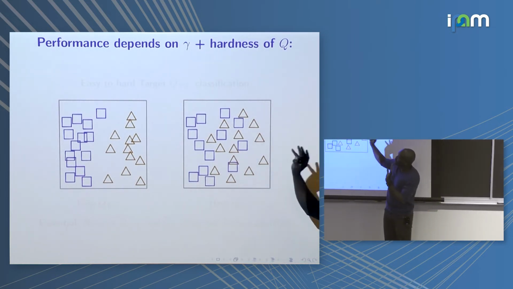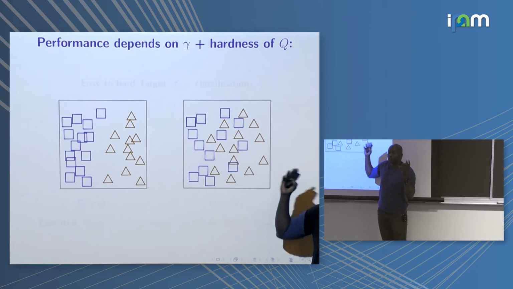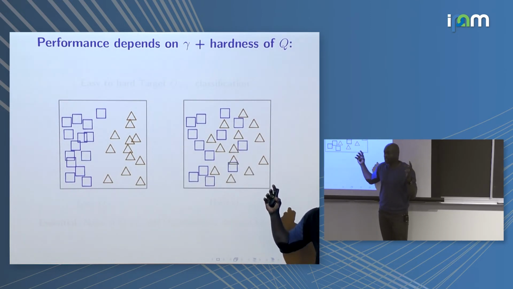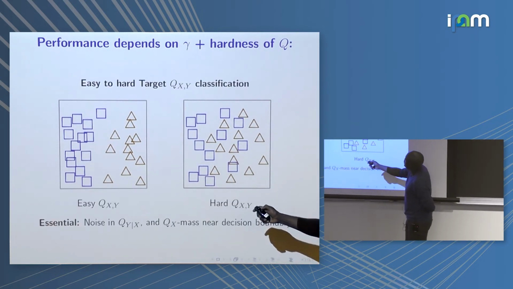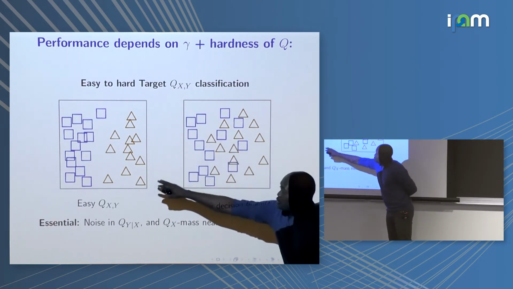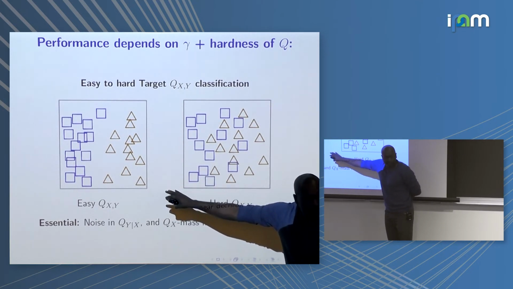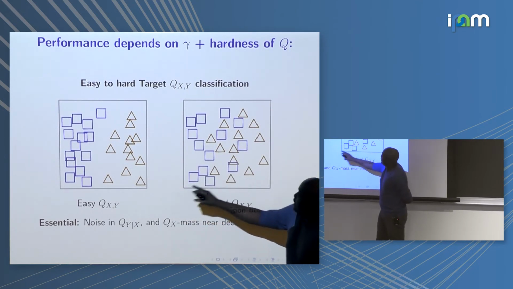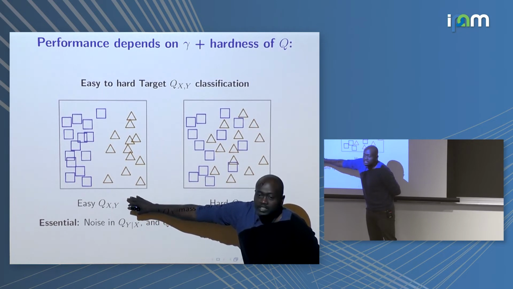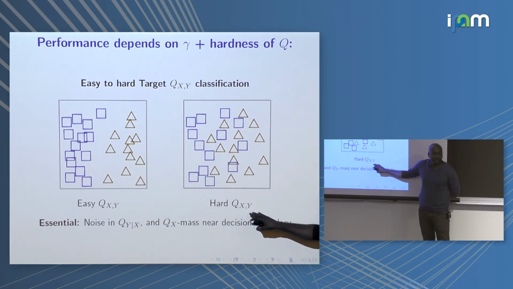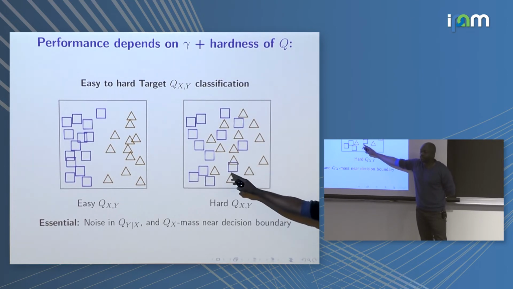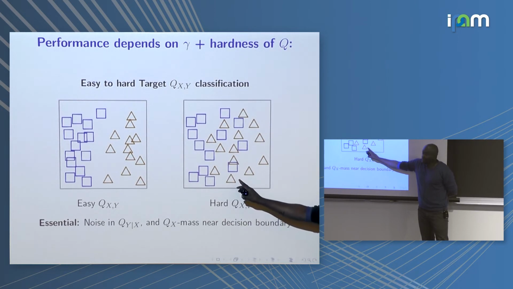And so first, just to give you a sense of what we mean by how hard classification is, here I'm showing two possible targets. Okay? You can imagine that classification under this target is very easy, and classification under this target is much harder. Right? I'm trying to classify blues away from squares away from triangles. Classification here is much harder.